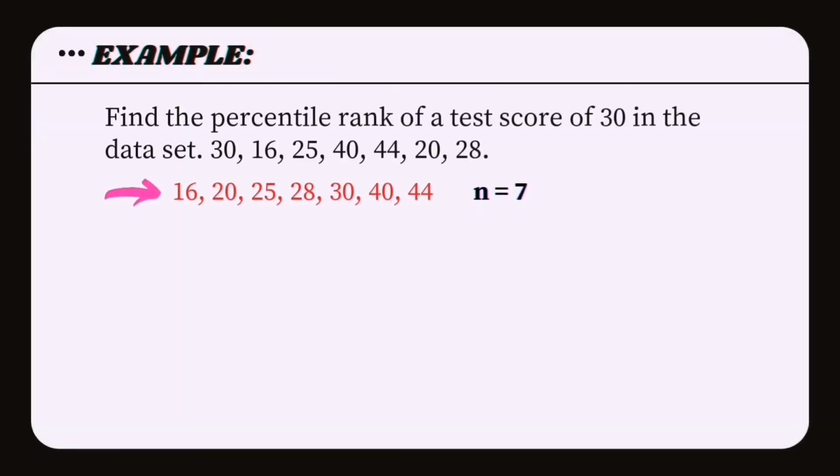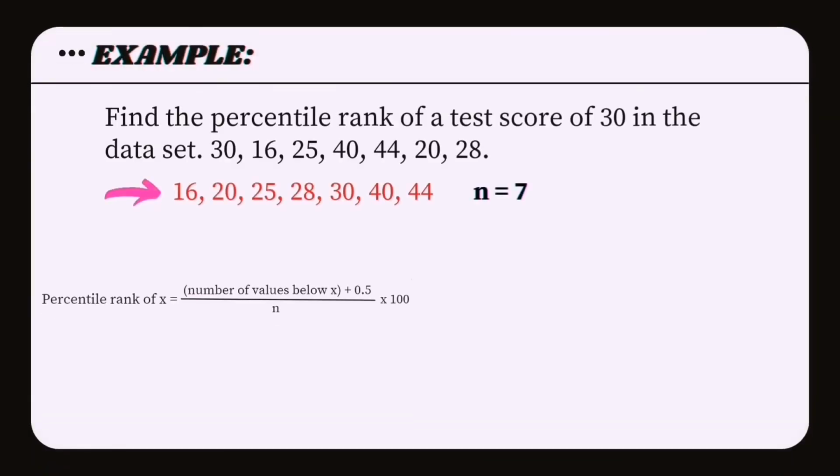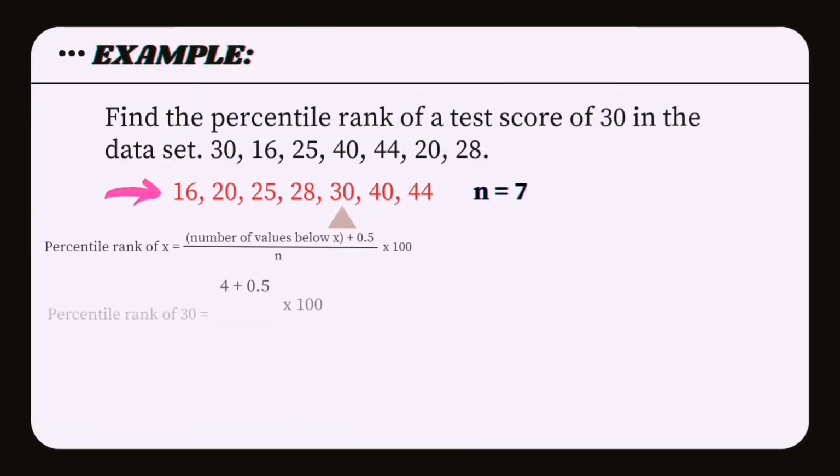And the total number of data that we have is equal to 7. So again, the formula that we're going to use is percentile rank of x is equal to number of values below x plus 0.5 over n times 100. So we have now percentile rank of 30 is equal to 4 plus 0.5 over 7 times 100. So bakit nagkaroon ng 4? Kasi di ba hinahanap yung number of values below x.